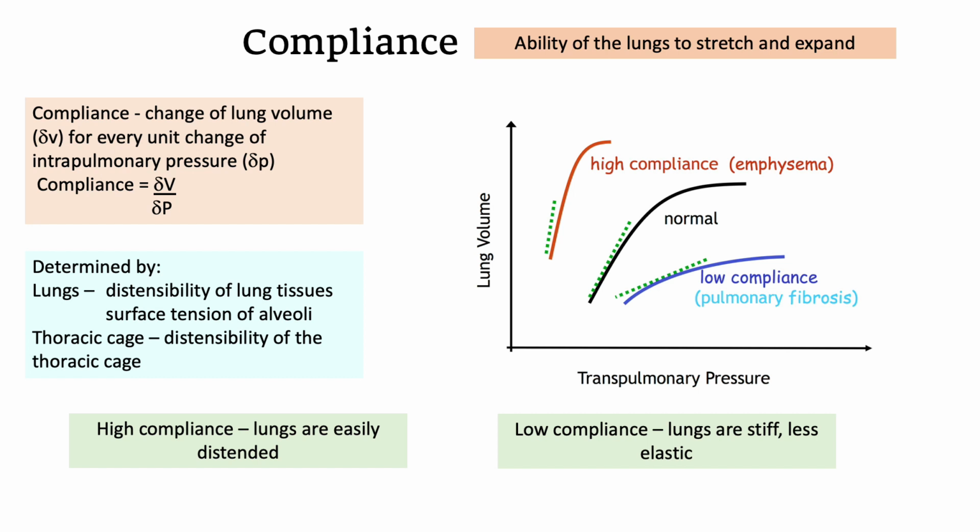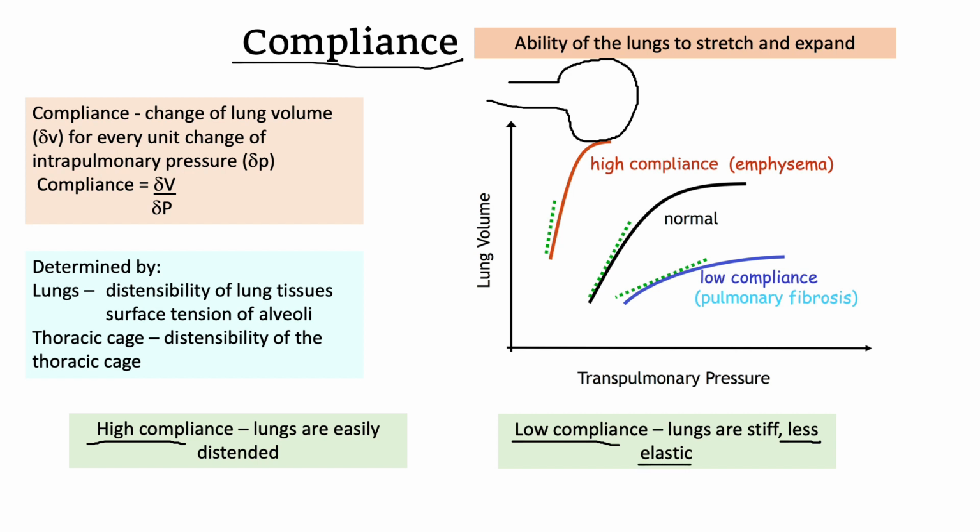Okay, so here is compliance. So what is compliance? Compliance is basically the ability of the lungs to stretch and to expand. So when air goes into the alveoli, how easy the alveoli are to stretch and expand, that is what we call compliance. Okay, so when compliance is high, the lungs are easily distended. But if the compliance is low, the lungs are stiff and it is difficult to expand and stretch, or what we call less elastic.